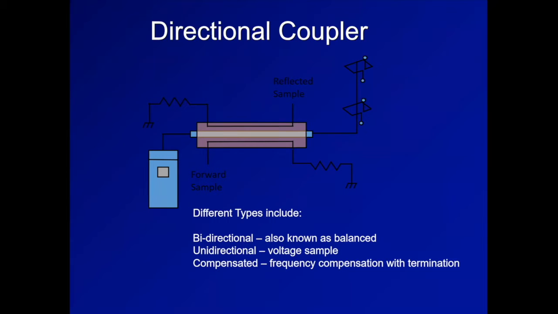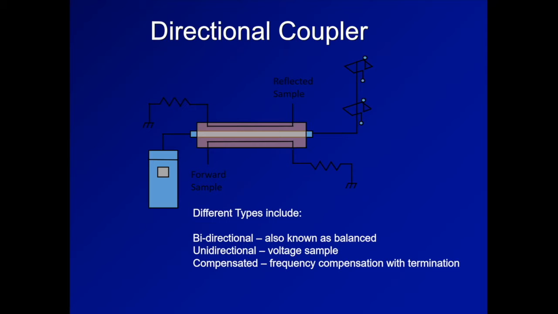The problem with compensated couplers with networks in them is that the directivity isn't quite as good as the bidirectional style. So why is directivity important? Well, that's going to be on the next slide. But let me define what the bidirectional coupler is, because that's what we use most often.